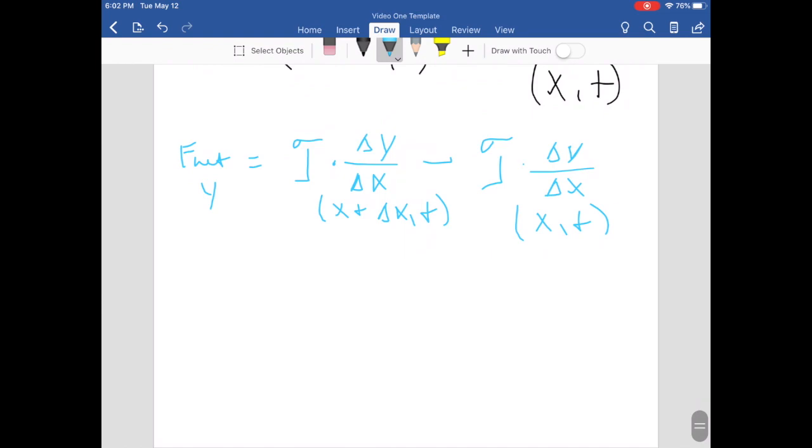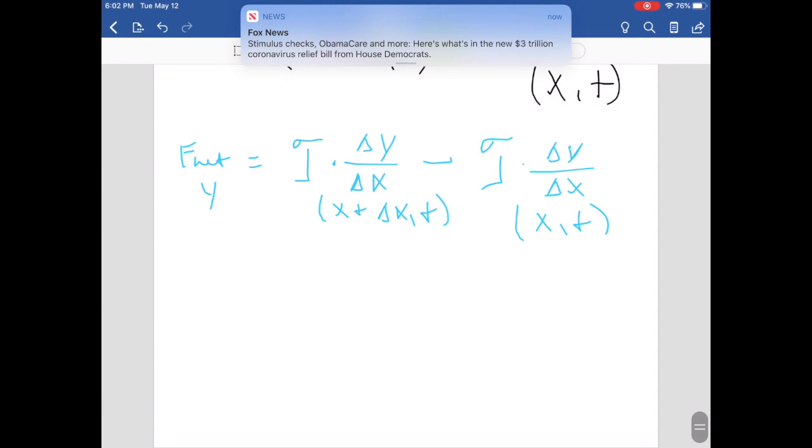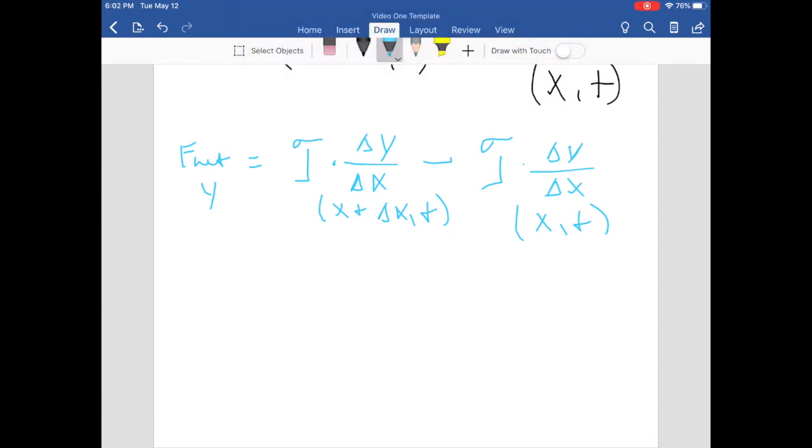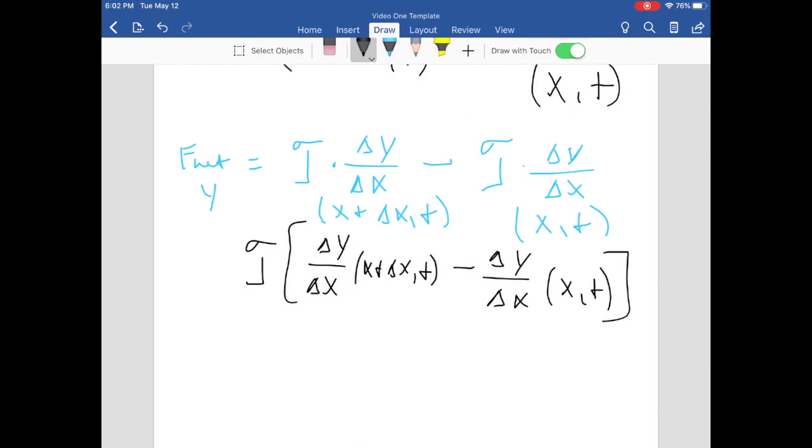Okay, so once we get to this point, we can now obviously see that there is a common factor of tau on both ends. So what we can do is pull out that tau. So we'll get tau times the quantity delta y over delta x at x plus delta x and time, minus delta y over delta x at x and t. And then that is all equal to Fy net.